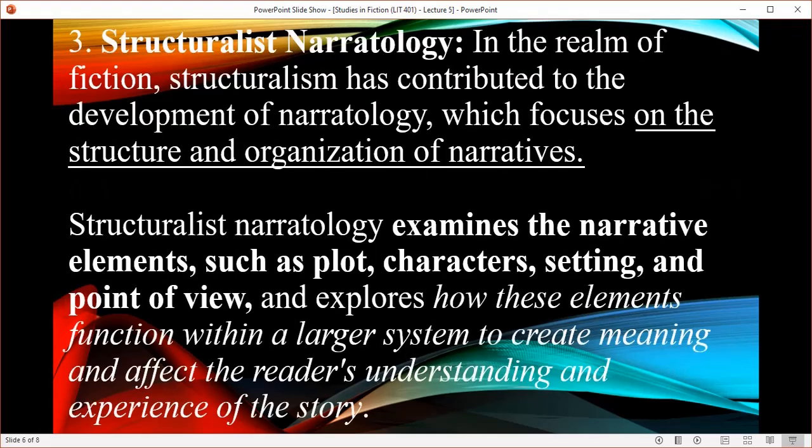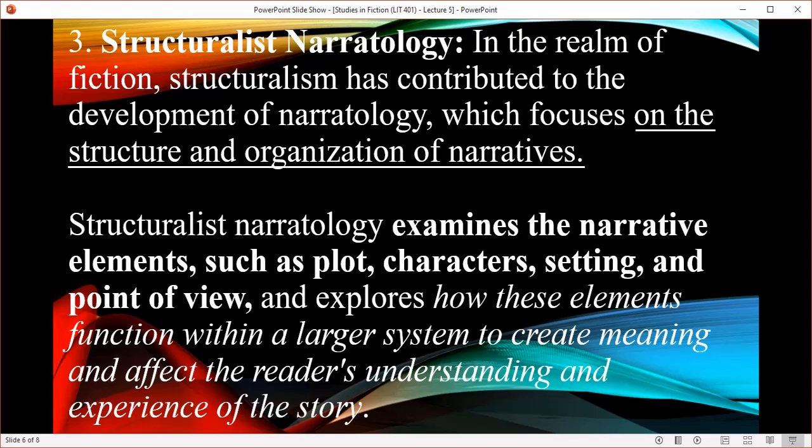We also have structuralist narratology. One of the factors that need to be considered when we use structuralism as a theory for analyzing a text is the fact that, under fiction, a text is a narrative.